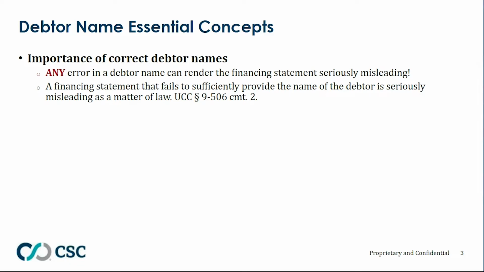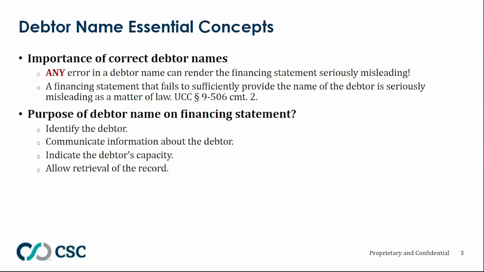The reason why the debtor names are so important has to do with the purpose of that debtor name on the financing statement to begin with. There's a number of reasons why people think there might be a debtor name on the financing statement: for example, to identify the debtor, communicate information about the debtor or the transaction, or indicate the debtor's capacity. These are all good guesses, but none of them is correct.